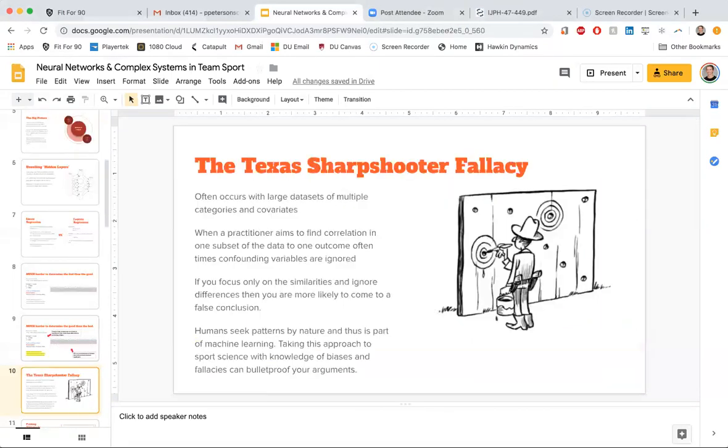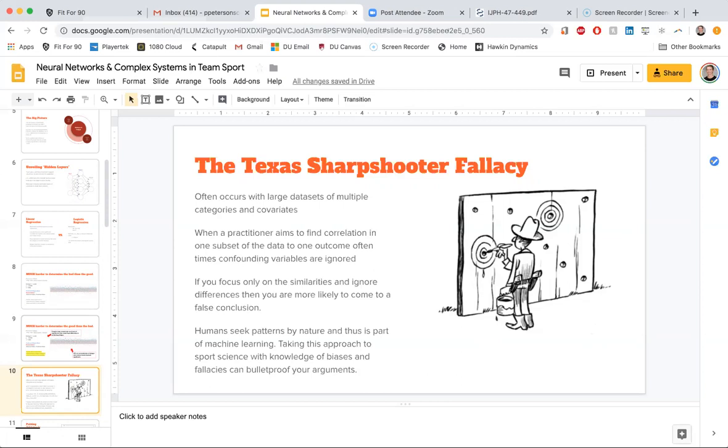So that's kind of where this Texas sharpshooter fallacy comes into play. It often occurs with large data sets, multiple categories, and multiple covariates, like we get here in sports science. When a practitioner aims to find the correlation of that one subset, to find that one value that tells the whole story, that's where a lot of confounding variables get ignored. You focus on only those similarities and those things that lead you to your conclusion, then you're more than likely to come to a false conclusion.